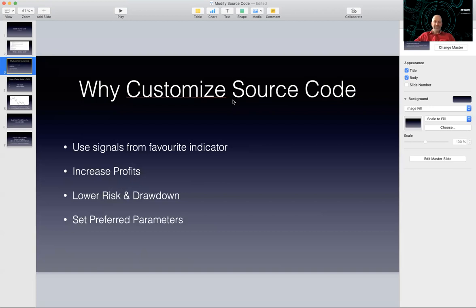You are using the basic EA like a skeleton, and you are customizing it for whatever needs you want. Another reason to customize the source code is if you have a good system with really good profits and you want to increase the profits, or lower the risk and the drawdown. If you want, for example, to put in hedging or any settings that might lower your drawdown, you can do that. Also, you may want to set preferred settings and parameters so you don't have to change the settings and inputs every time. Let's say you have some favorite settings you want to stay the same all the time. This you can do if you customize, okay?